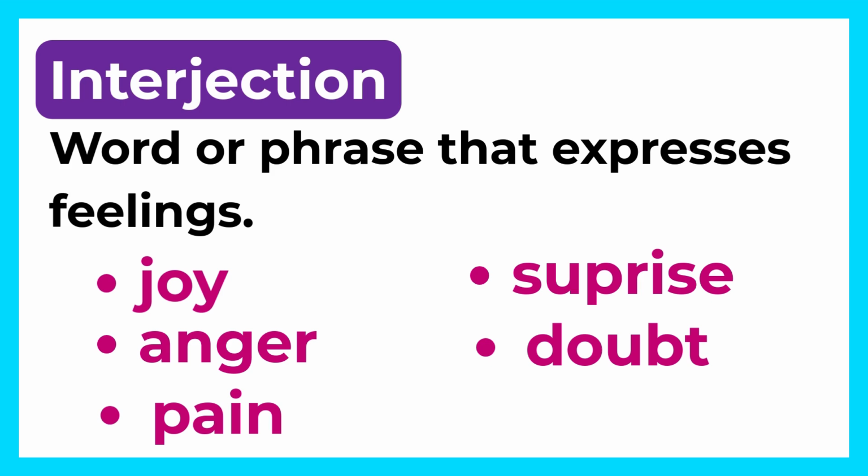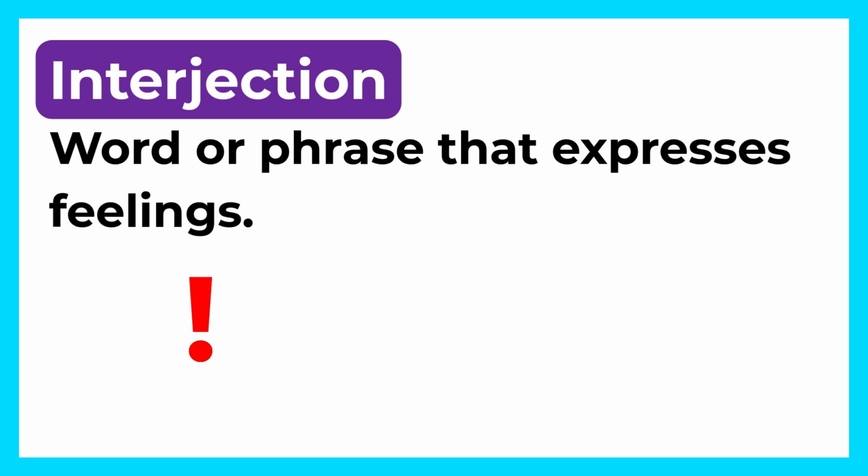Interjections add emphasis to sentences and can be omitted without actually changing the meaning of the sentence. An interjection can be followed by an exclamation mark, full stop, or comma, depending on the feeling being expressed. An interjection can be followed by an exclamation mark to represent strong emotion.